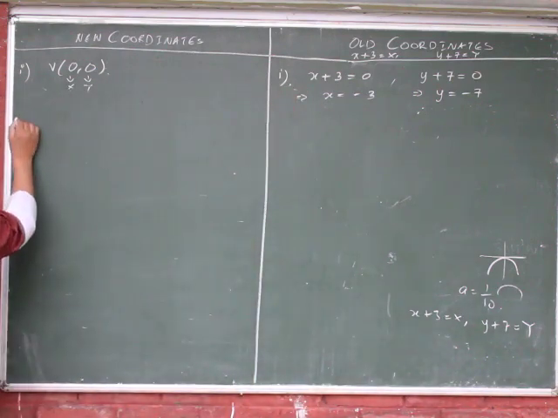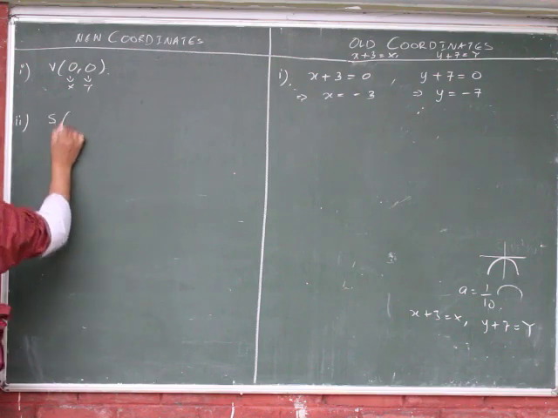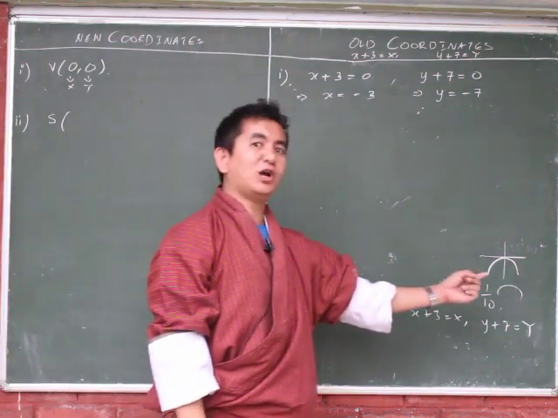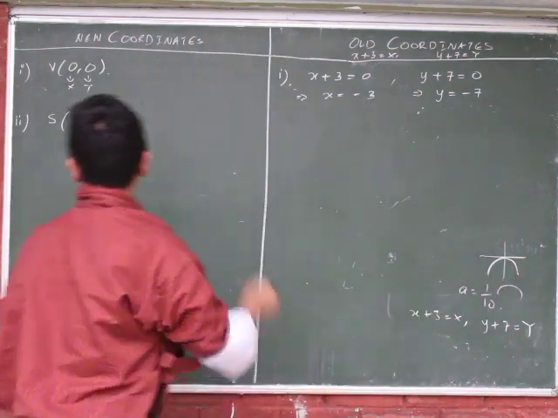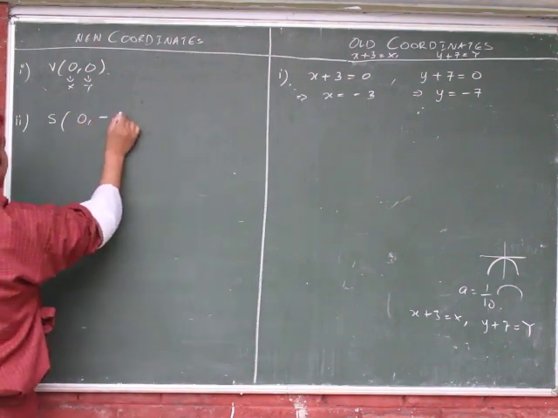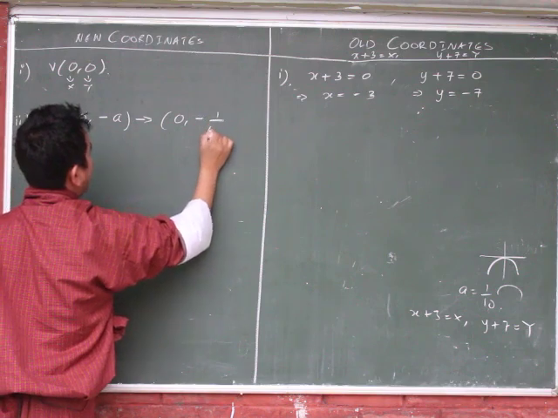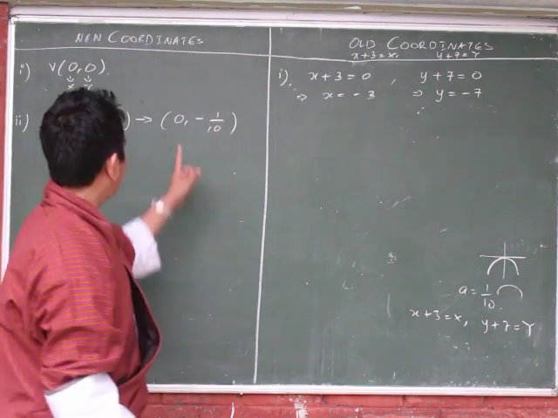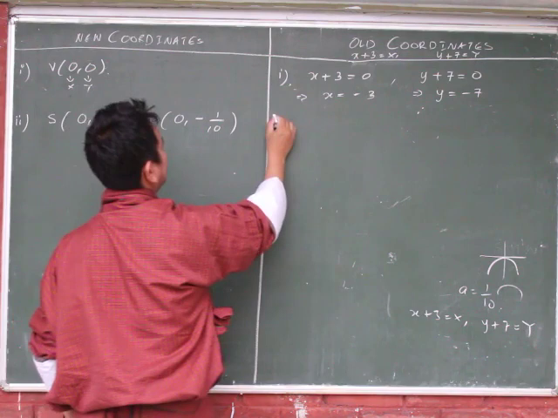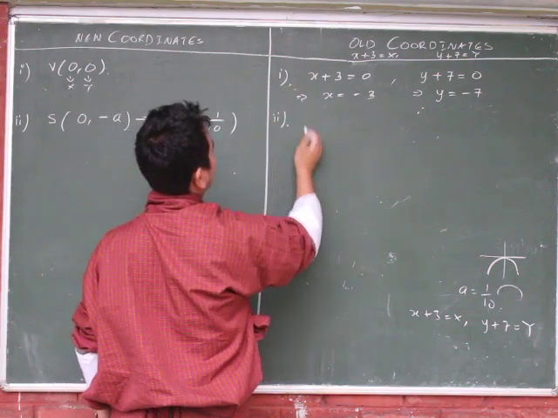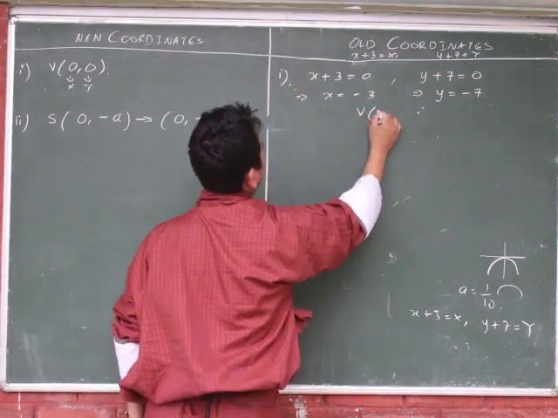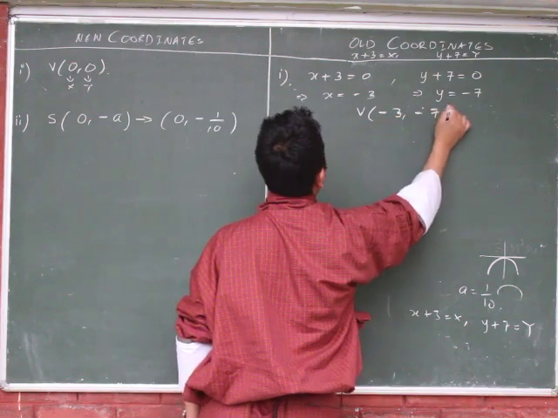If you have watched the previous video, then calculation is much easier. Similarly, let's go with number 2. What's the focus for concave down parabola? Focus for concave down is 0, negative a, which is 0, negative. What's the value of a? 1 by 10. Capital X value, capital Y value. Substitute there.